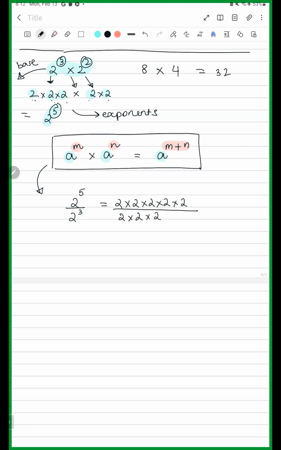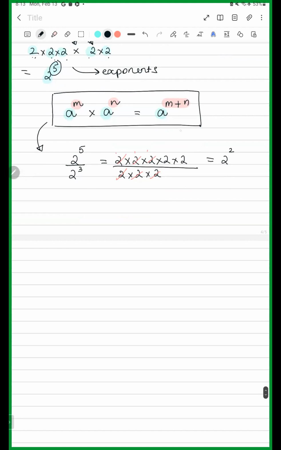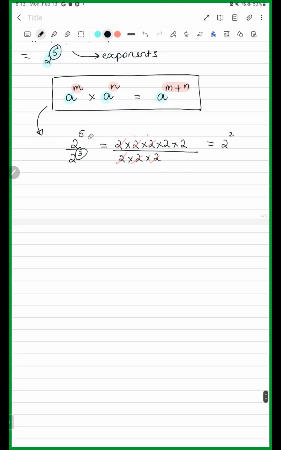We can cancel. We can do cancellation. 2 goes with 2. 2 ones are 2. 2 ones are 2. 2 ones are 2. Okay? Now what do we have left? What is left with us? 2 multiplied by 2. That is 2 to the power 2, right? So here what is happening? Here you are doing 5 minus 3, right?